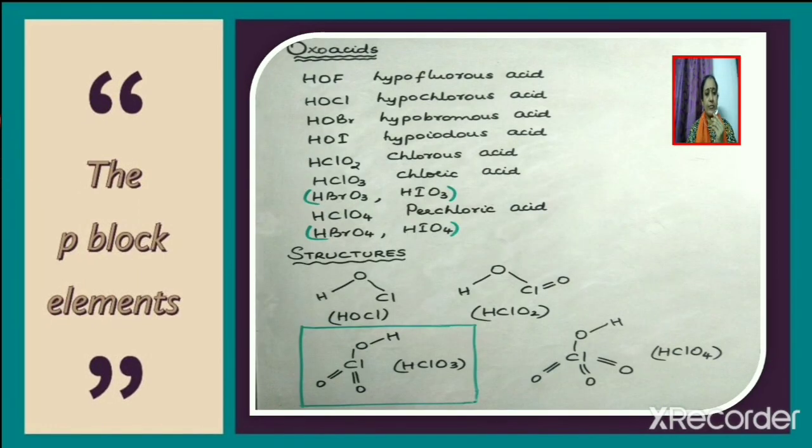Oxo acids of halogens. The various oxo acids are HOF, HOCl, HOBr, HOI, HClO2, HClO3 and HClO4. We also have HBrO3, HIO3, HBrO4 and HIO4. HOF is hypofluorous acid. Then next we have hypochlorous acid, hypobromous acid, hypoiodous acid. HClO2 is chlorous acid. HClO3 is chloric acid. Similarly, we have bromic acid and iodic acid. HClO4 is perchloric acid. Similarly, we have perbromic acid and periodic acid.